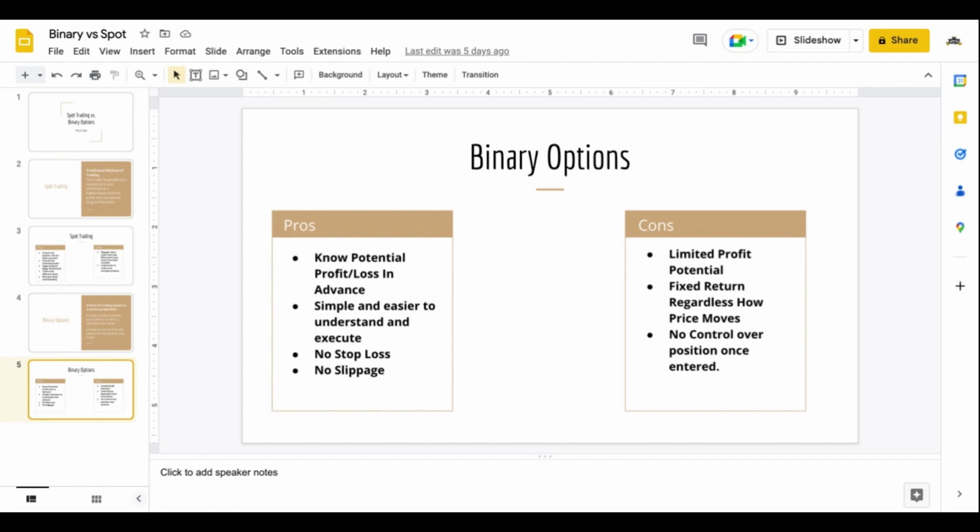Two different platforms, Pocket Option and Nadex, they have different rules. So what you want to do is pick a trading method that is suitable to your lifestyle and your personality, and figure out which pros and cons work for you.